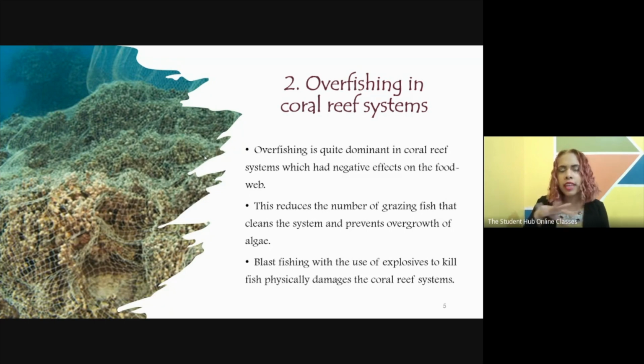So if one type of fish is overfished, then it will affect all the other fishes that actually eat that fish, or animals that that fish may have eaten, right? So one of the things is the grazing fish, which cleans the system and prevents the overgrowth of algae, right? And that is one of the most overfished species, especially in the Caribbean, right? And then you have this thing called blast fishing, where they actually throw explosives into the coral reef system, right, to get the fishes out and moving, and it can actually damage the coral reef system. So overfishing is a big thing, especially here in the Caribbean.